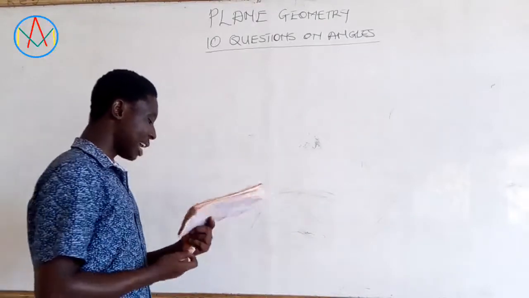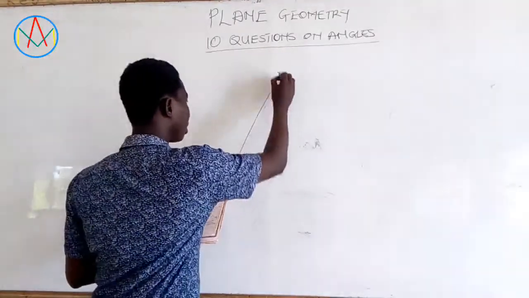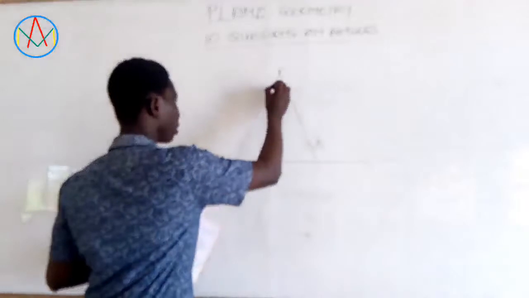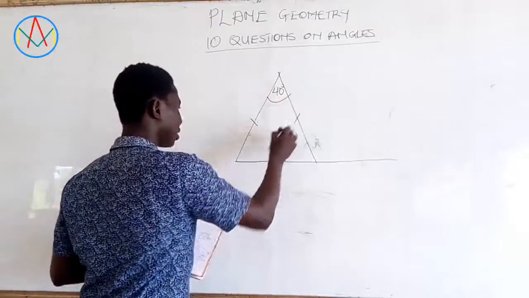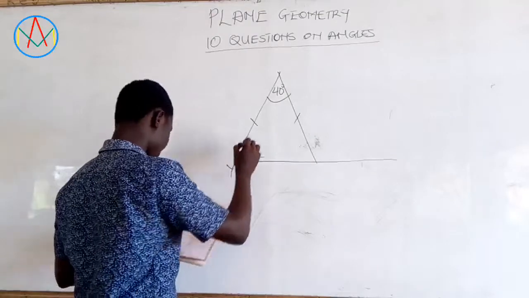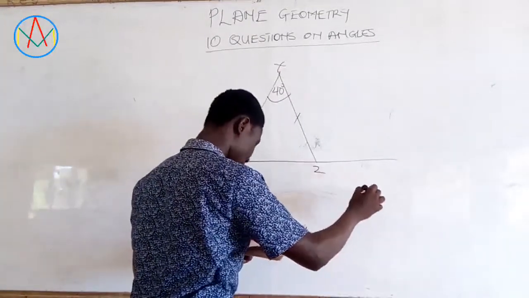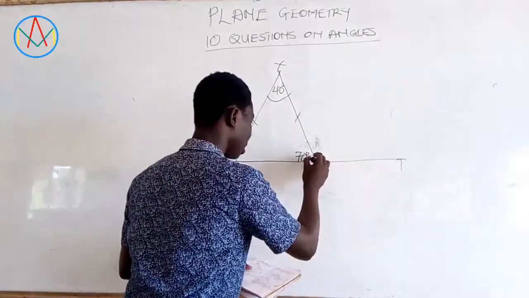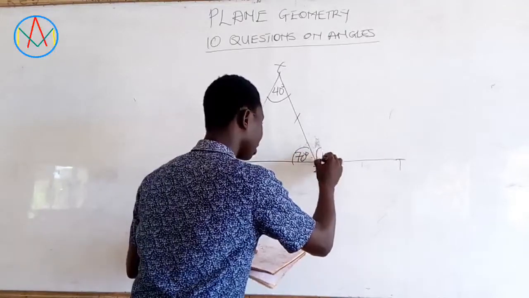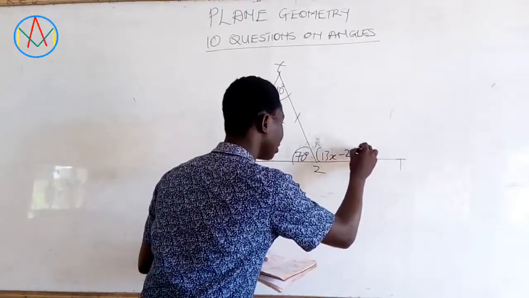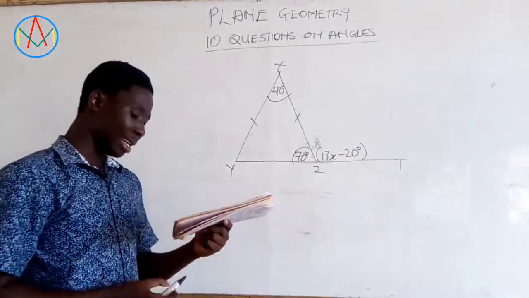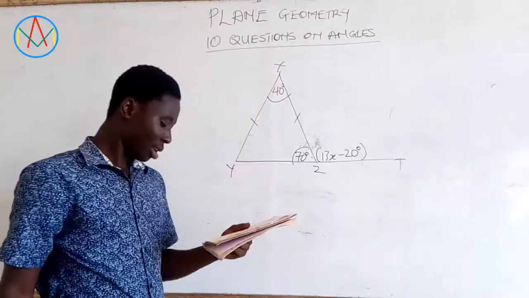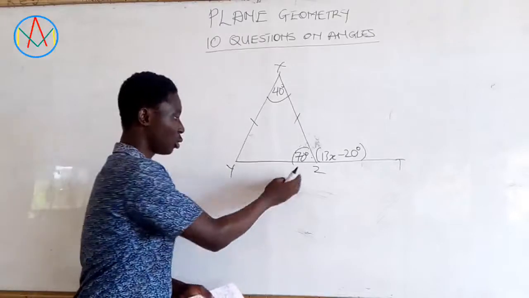Question number 4, we are having this diagram. Here is Y, X, Z, T. 70 degrees. 13X. In the triangle XYZ, XYZ is produced to T. So this is produced to T.